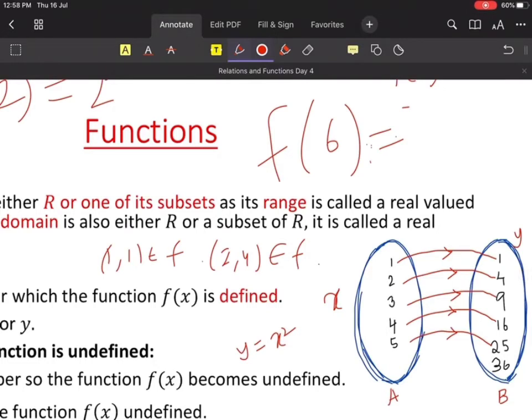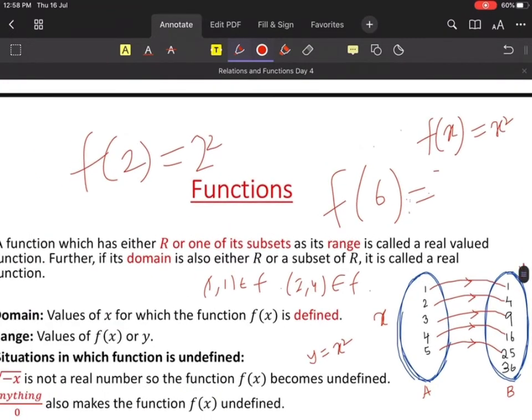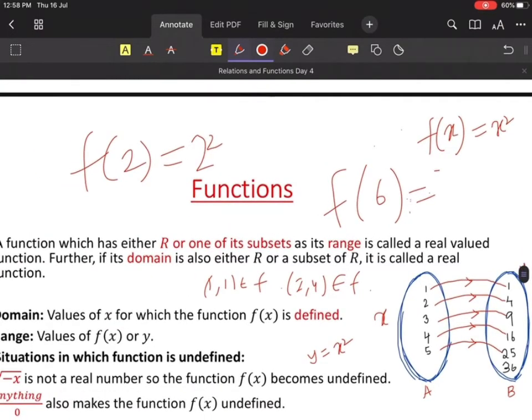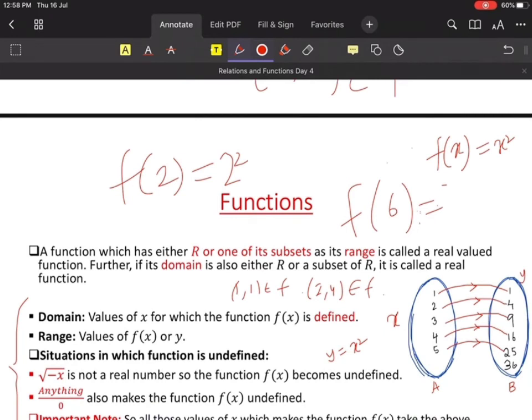What was range in here? When I ask you range, what answer did you give? 1, 4, 9, 16, 25. Am I clear? Yes or no? Yes, sir. When x is 1, value of f(x) is what? 1. When x is 2, value of f(x) is what? 2 square, right? That is 4. When x is 3, value of f(x) is what? 9. Yes or no? So all those values of f(x) give you the range.